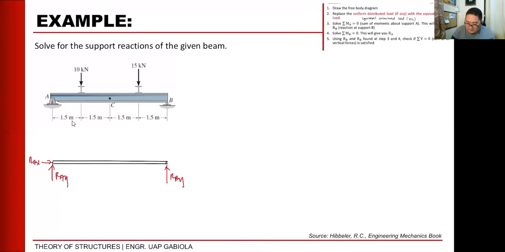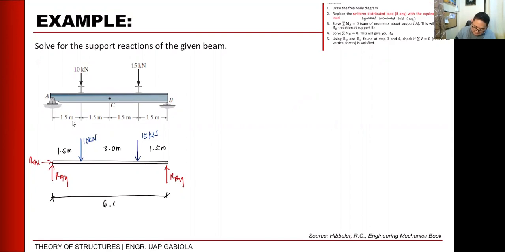And then we also have our applied loads. Here we have an applied load of 15 kilonewtons, and also 10 kilonewtons. Okay? And then let me just place the distances: 1.5 meters, here this will be 3 meters, and then this will be 1.5 meters. So what's the total? That is a total of 6 meters for our overall length.